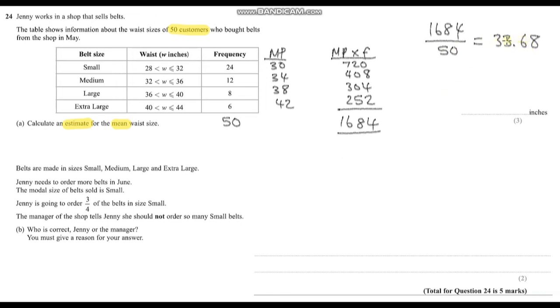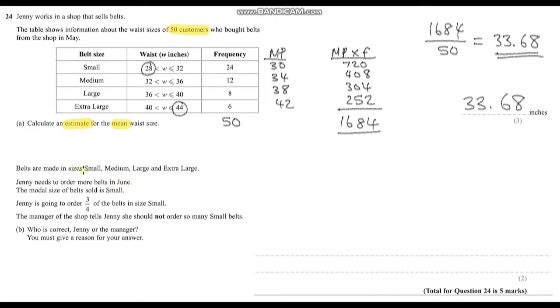Now, whenever we're calculating means from frequency tables, I always do a dummy check, and I would encourage you to do the same thing. What I mean by that is, does this answer make sense? So go back to our table, look at the minimum waist. The minimum waist size is 28. The maximum waist size is 44. So we know that our mean has to lie somewhere between these two values. And lo and behold, it does. It's quite nicely placed somewhere in the middle. So I'm quite happy with that answer. So 33.68 inches.